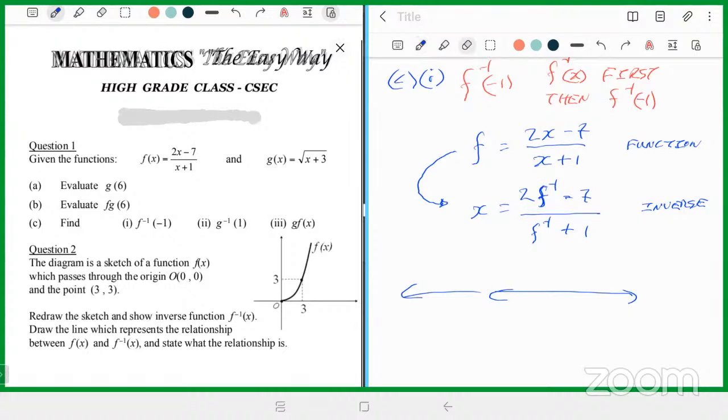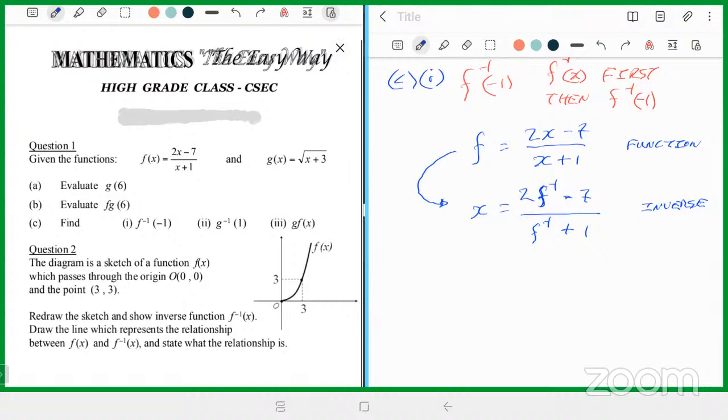Then group all the terms we want on one side. Terms we want will have f to the minus 1 in them. Group all of them on one side. Anything we don't want, we put on the other side of the equation. And then we're going to factorize out the f to the minus 1. It's the same steps all the time when we have a rational function like this.